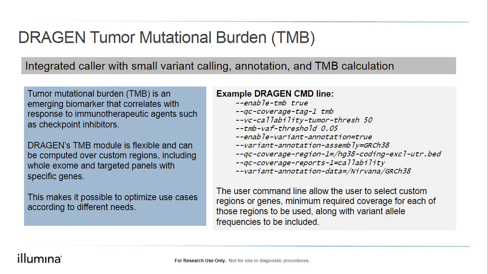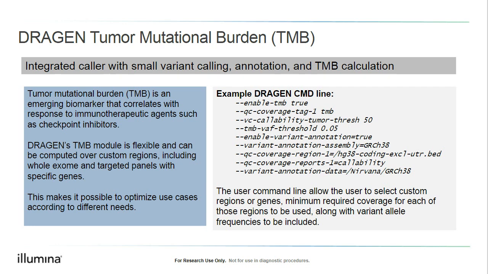So once again, we had introduced the TMB feature as part of our TSO 500 panel, but we started to realize that there is a general utility for having such a caller within a general DRAGEN software. So again, we think this is an emerging biomarker and something that our users can benefit from. This TMB module is completely flexible, and it can be computed over custom regions across a variety of sample types. This makes it possible then for users to optimize their use cases depending on what their needs are for the various samples that they are running.